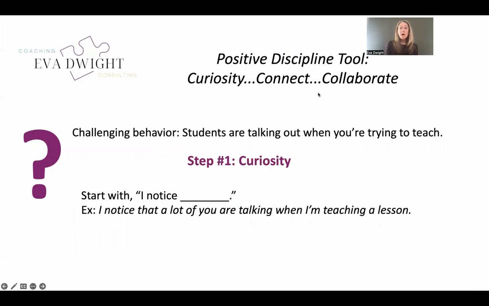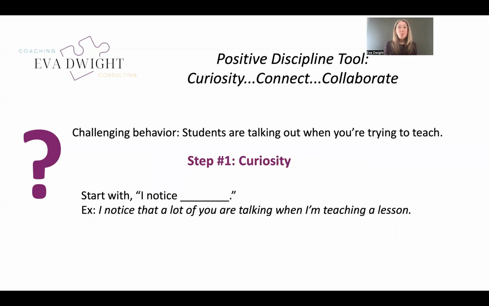It's called Curiosity, Connect, Collaborate. And just for the purposes of today, I'm going to pretend like we have a number of students who are talking when you're trying to teach. But the great thing about this tool is it can be used with individual students or small groups or large group of students, depending on what it is that the challenging behavior is and who's giving it to you.